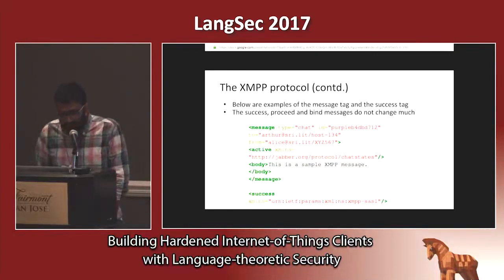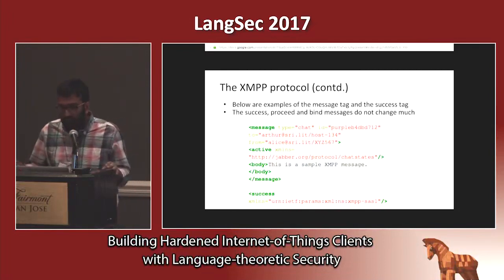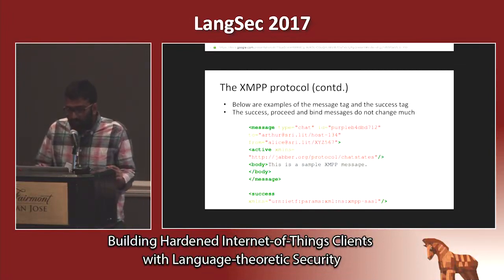Okay. So this is how simple XMPP protocol messages look. There's a message tag with an ID, type, to, and from. And the active tag basically denotes the state of the client. So there's active, inactive, busy, those sorts of states.